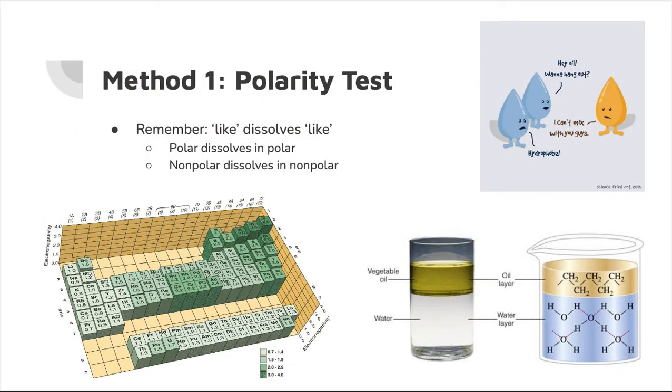The mantra for the polarity test is like dissolves like. That basically just means polar dissolves polar, and nonpolar dissolves in nonpolar. So you might be asking, okay, I can remember that, but what does polar mean? Polar is basically the presence of 2 poles that have opposite charges.